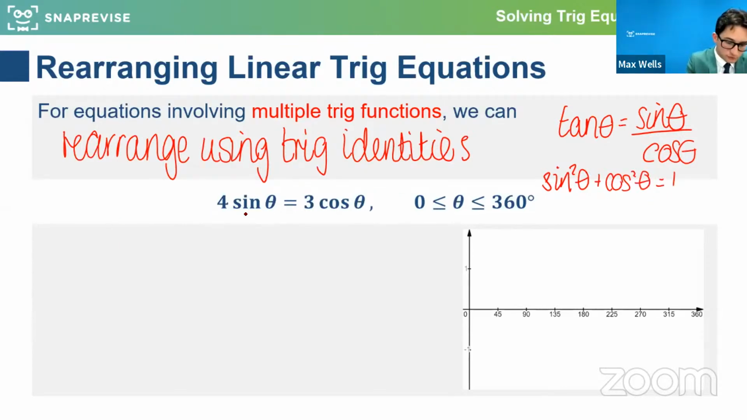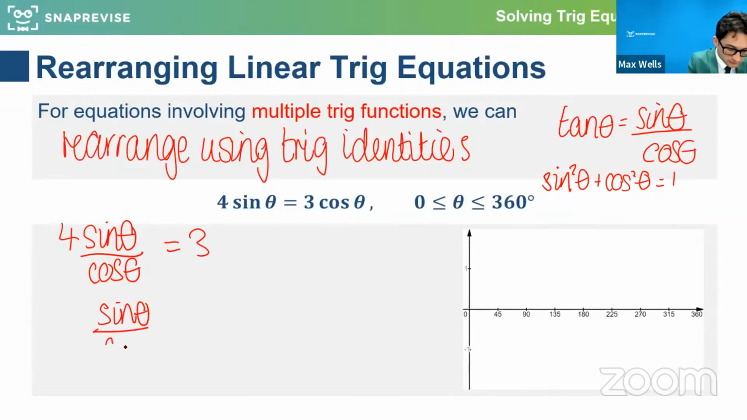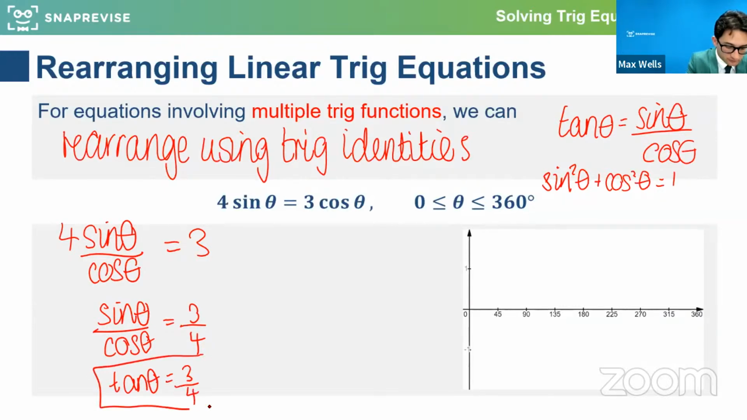So what we've got is 4 sine theta is 3 cos theta, just doing a little bit of division. Then we would know that if I divide both sides by cos, I'd get 4 sine theta over cos theta is 3. And then divide both sides by 4, I'd get sine theta over cos theta is 3/4. So therefore tan theta is 3/4. Now we just have it in one function. We know how to solve that.